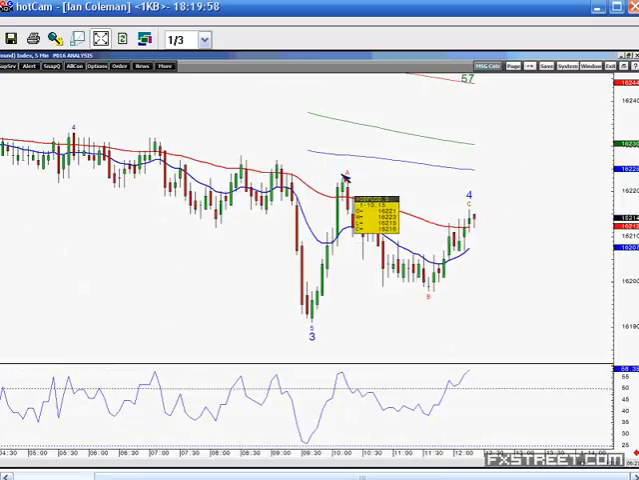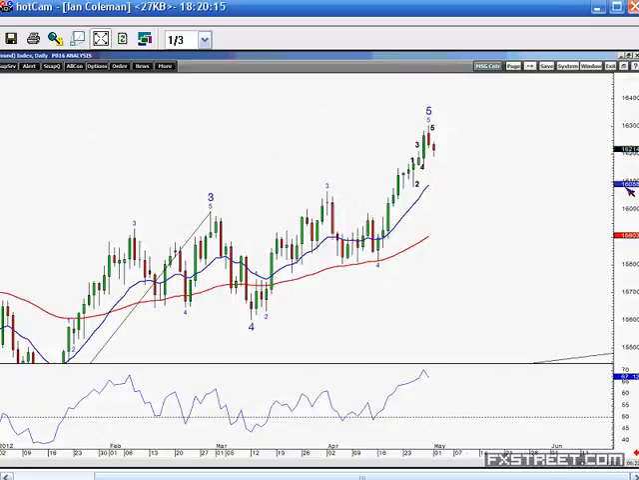Until she breaks this level here, what's the high? 162.23. We haven't really got confirmation of a correction higher, and at the moment, that's all I think it is. It's going to be a correction higher, and then a push back down.